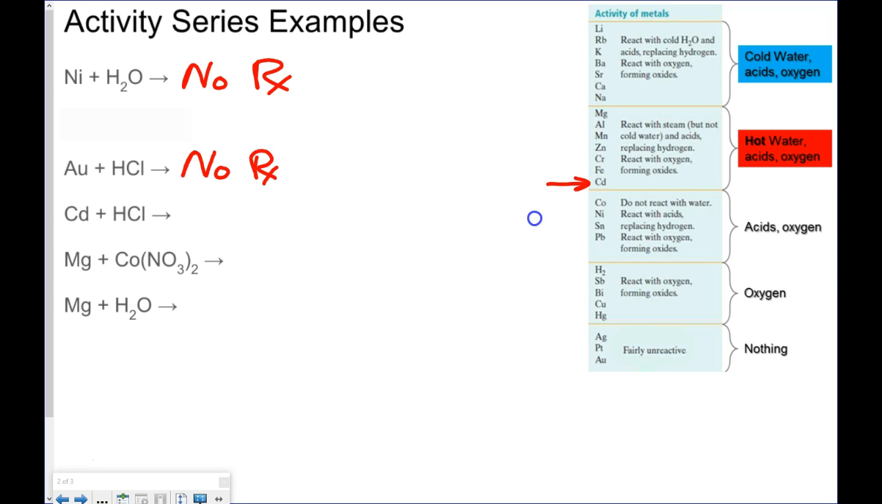Cadmium plus hydrochloric acid will react with acids, so I will get a reaction of cadmium plus hydrochloric acid. Next up, magnesium and cobalt. You look at where they are. Magnesium is going to be found right here. Cobalt is found a little bit further down. Magnesium is hotter than cobalt, relatively speaking. Magnesium is more reactive. In this case, it will displace cobalt because it is higher on our activity series.